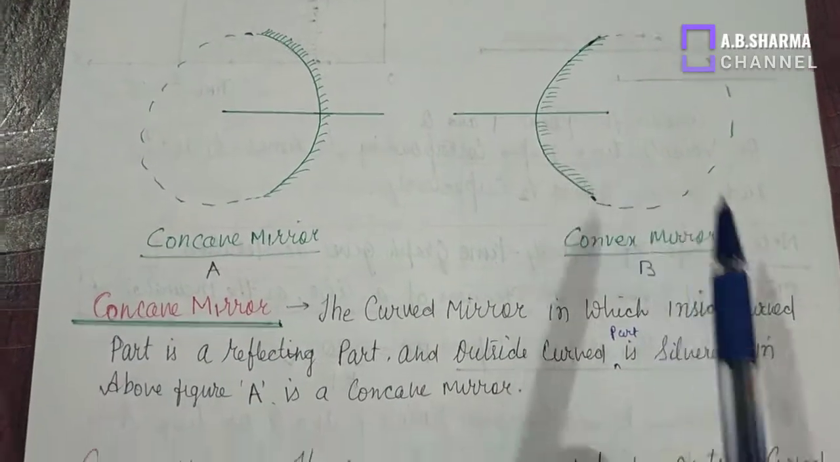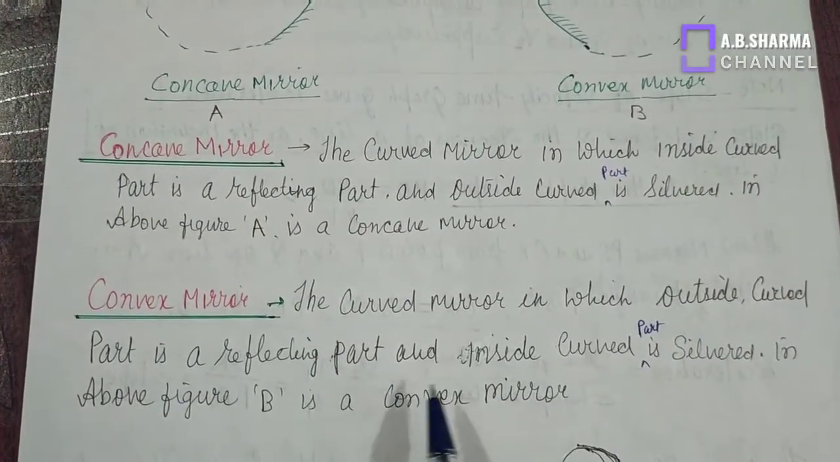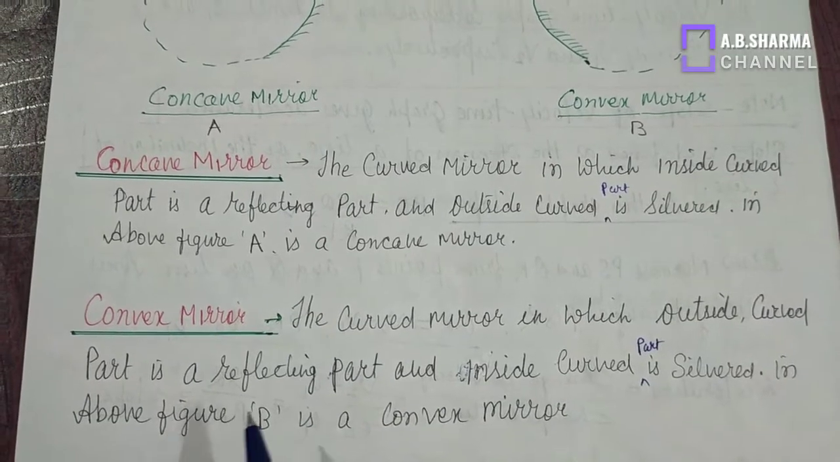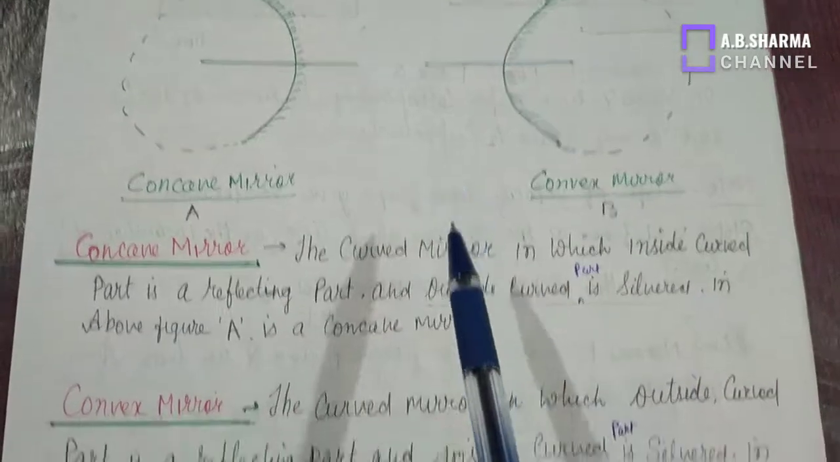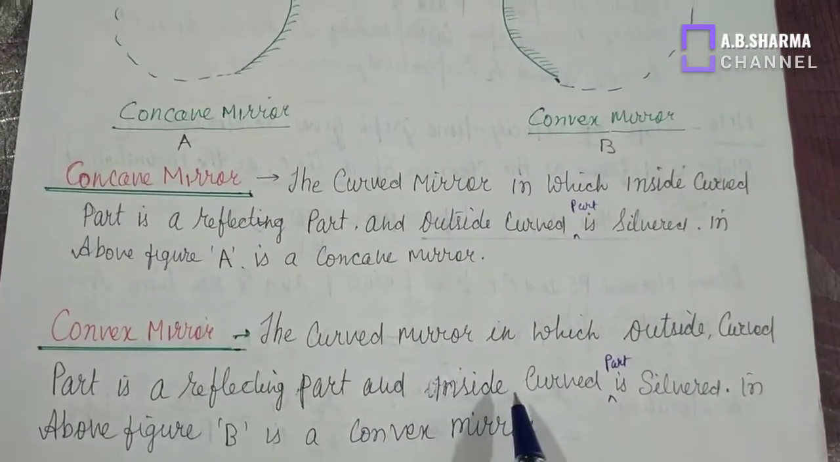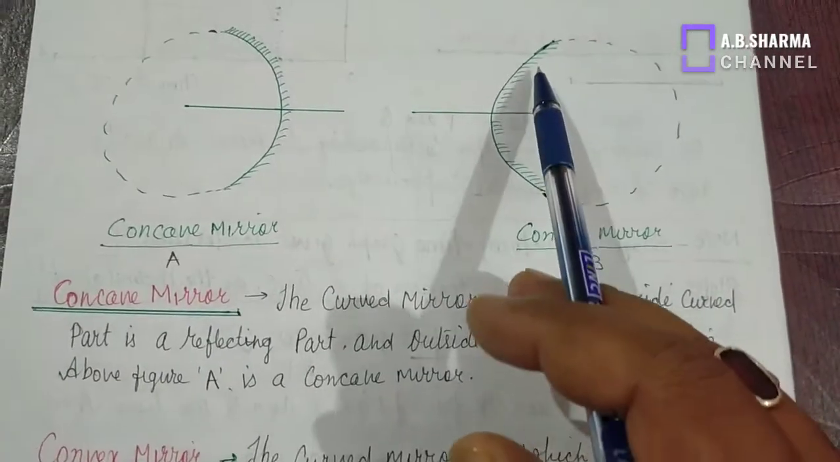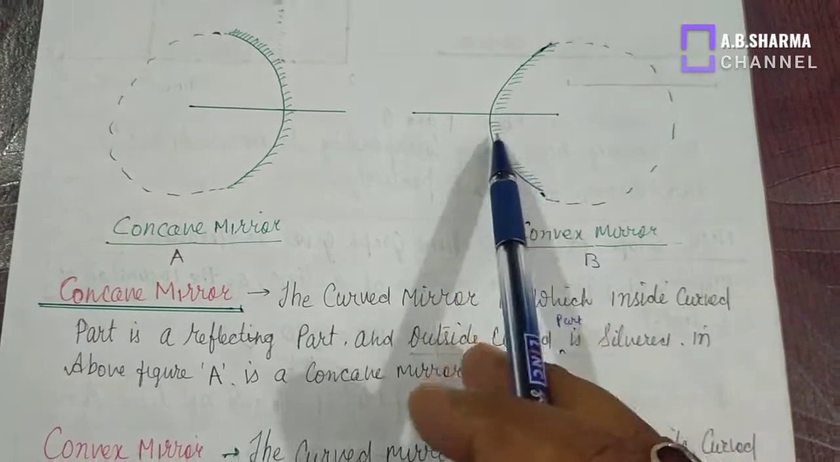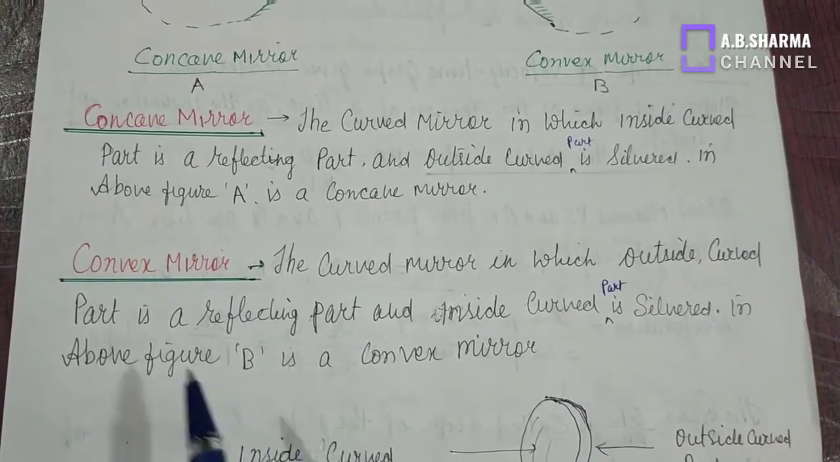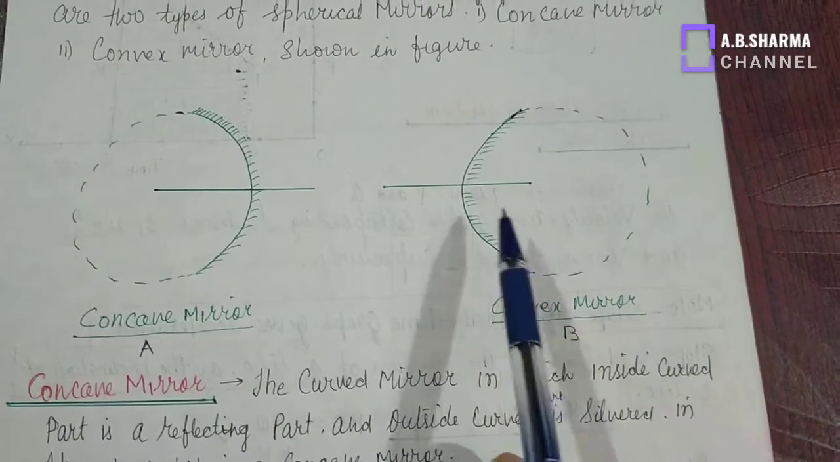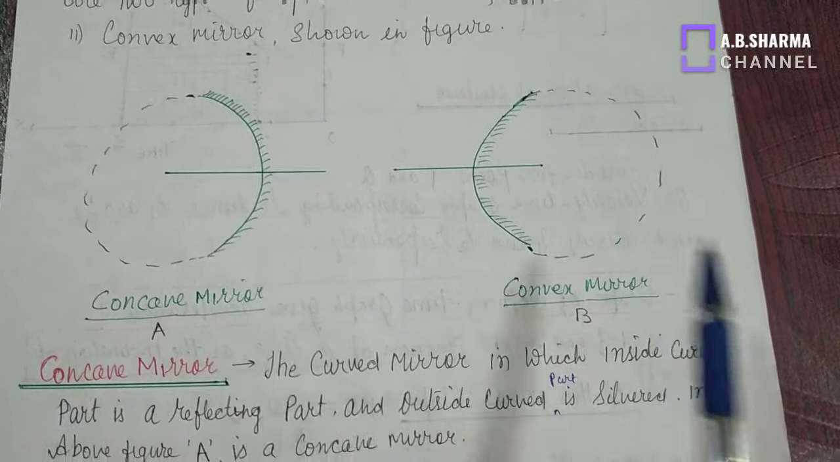And a convex mirror is a curved mirror in which the outside curved part is the reflecting part. As you are seeing, this part is the reflecting part, and the inside curved part is silvered. This is the inside curved part, and this is silvered or colored. In our figure, B is a convex mirror, so this is a convex mirror and this is a concave mirror.